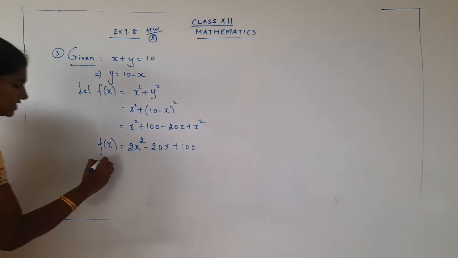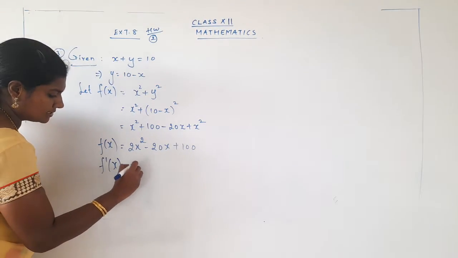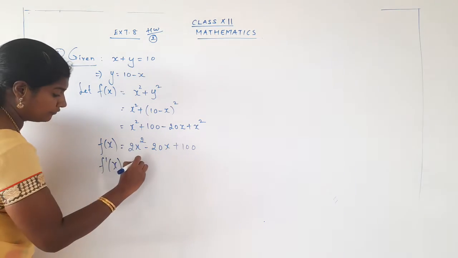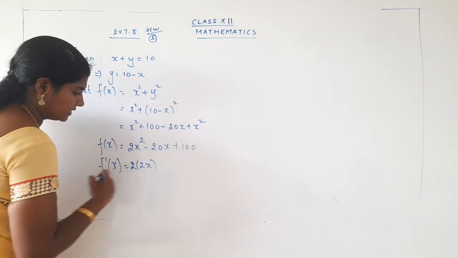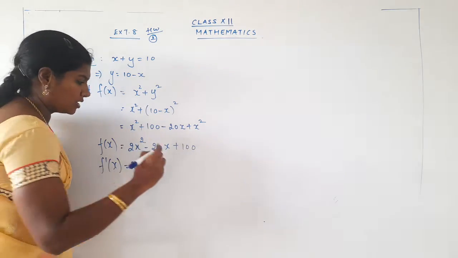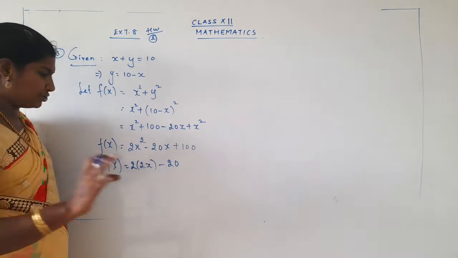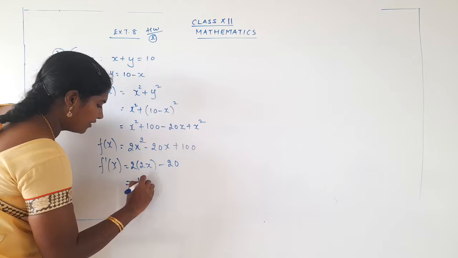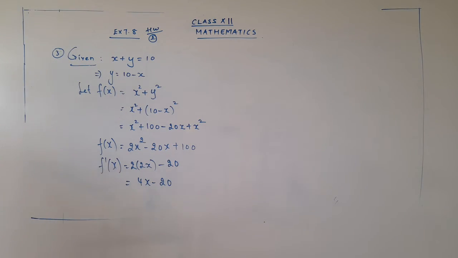So what do you get? f dash x. This is 2 as it is. The 2 will come to the front. 2 minus 1 is 1, so it's 2x. Derivative for x is 1, so I get the answer 20. And the derivative for a constant term is 0. So that's all. This is 4x minus 20. So we have found the value for f dash x, which is equal to 4x minus 20.